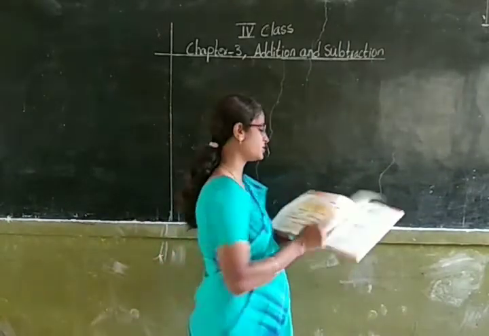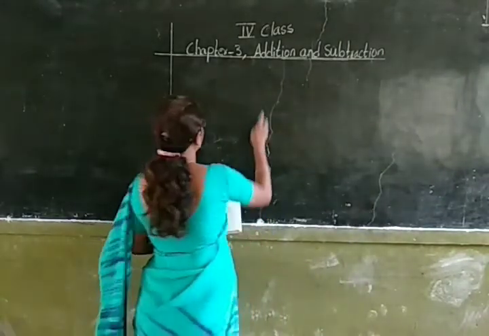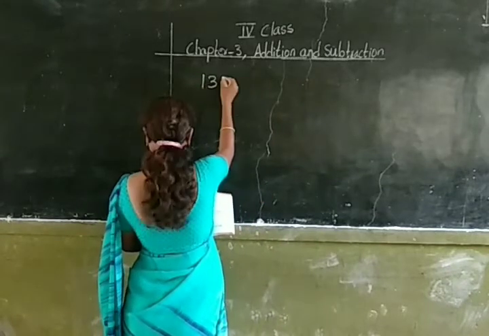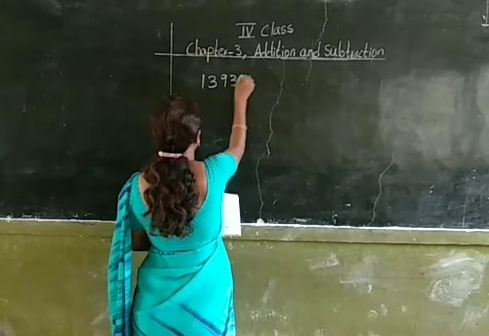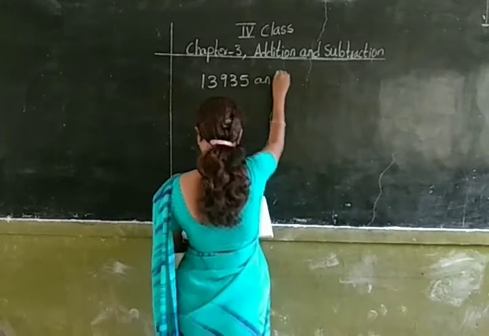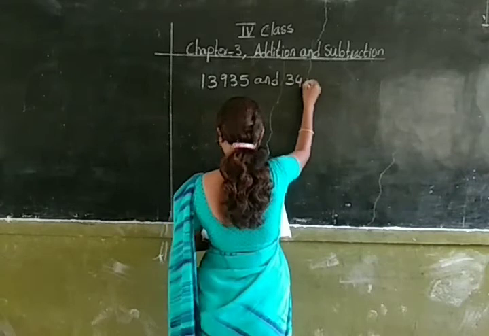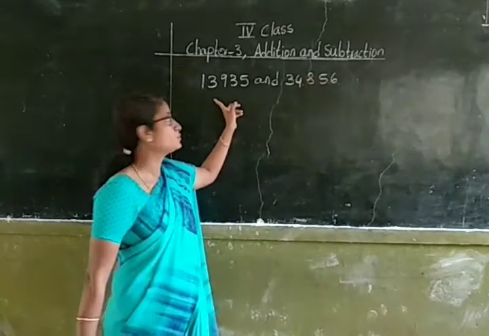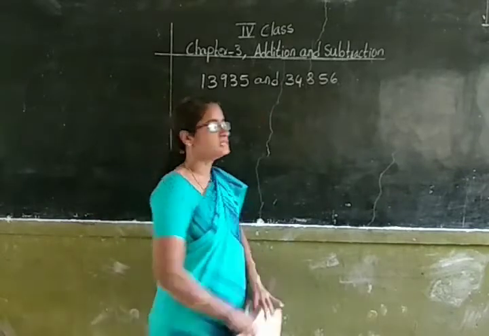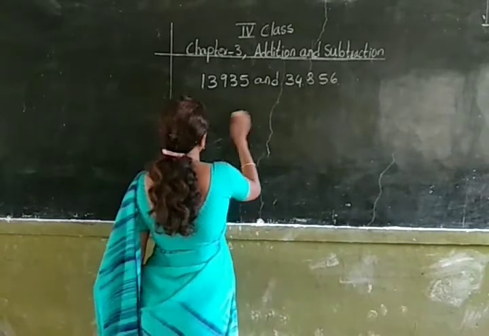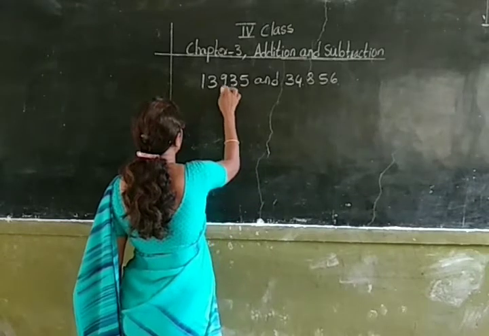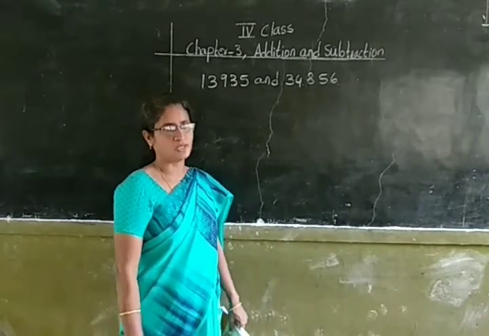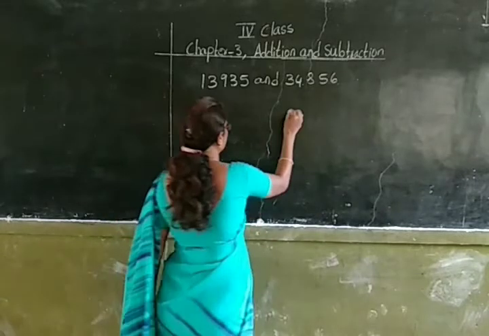For doing the addition, first you have to write the places. Now I am going to add the numbers 13,935 and 34,856. Ones, tens, hundreds, thousands, 10,000s. This number is starting from 10,000s place, so first I have to write the places.